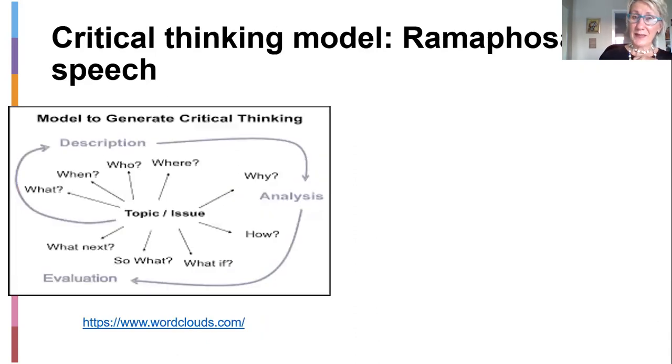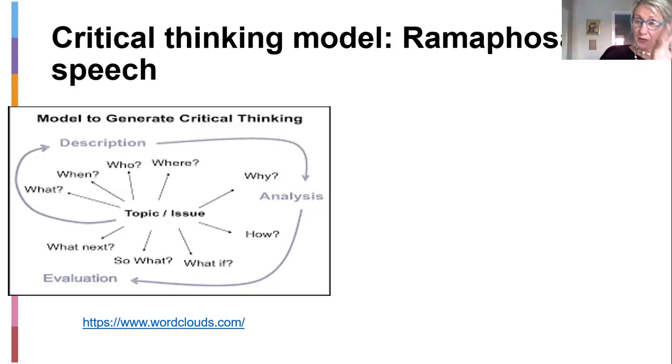So the critical thinking model, which is quite a fun thing. I'm going to look at Ramaphosa's speeches, one last year and one he did just after the uprisings in July. This is a model that you can use to generate critical thinking in your classes. You've got a topic or issue. It might be uprising, it might be COVID again, it might be bullying, all those issues. First you have the description part where you say, what was it? When did this happen? Who, where? So you first describe it.